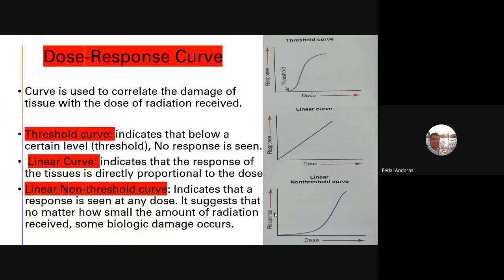It might not be seen because the dose is too small or too low, but it might hit DNA somewhere, it might hit a cell somewhere, it might cause free radicals, it might cause things and things. That's why the linear non-threshold curve suggests that no matter how small the amount of radiation received, some biologic damage occurs. So this is the dose response curve, and we will come across it repeatedly in this lecture in different ways. Don't be confused. Okay?